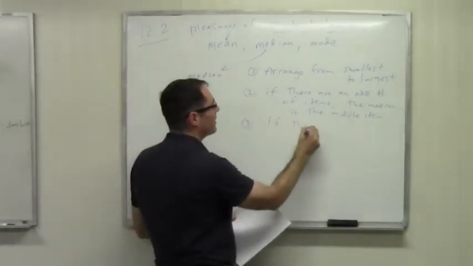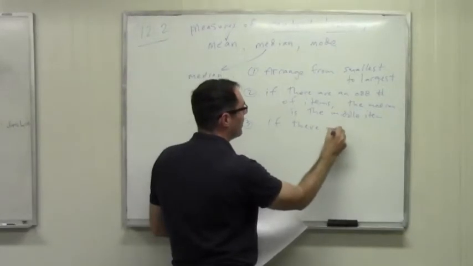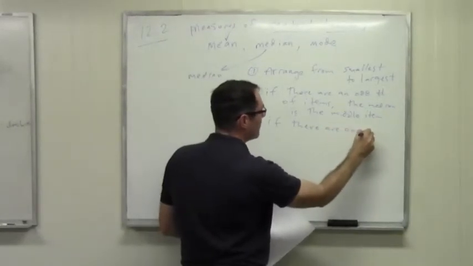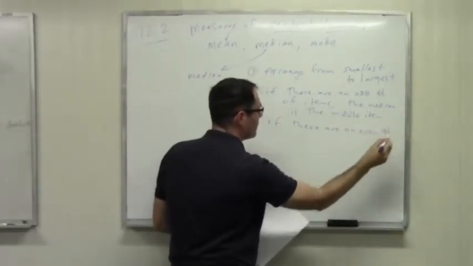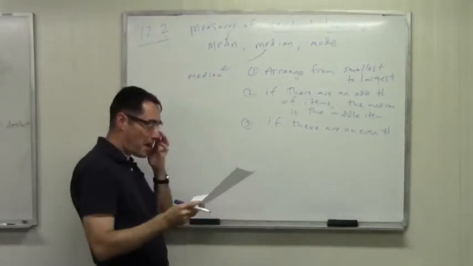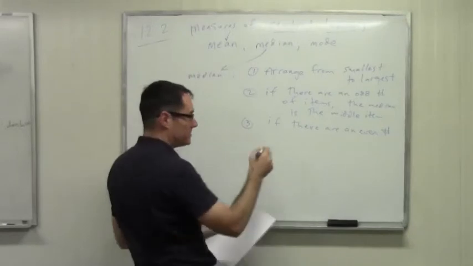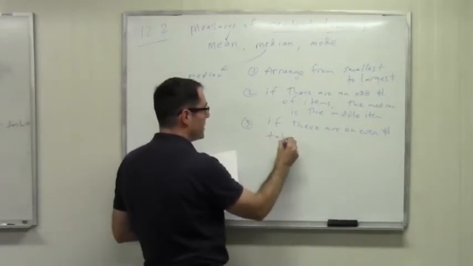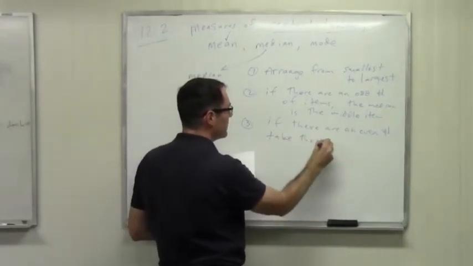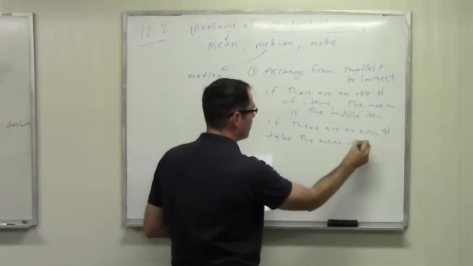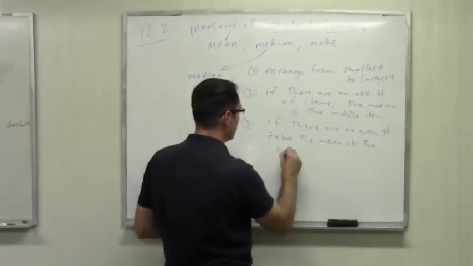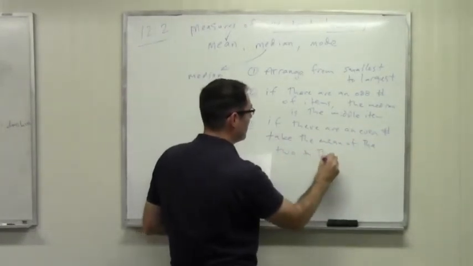If there are an even number of items, what you do is take the mean of the two middle items, because there's going to be two middle items now. Take the mean of the two in the middle.